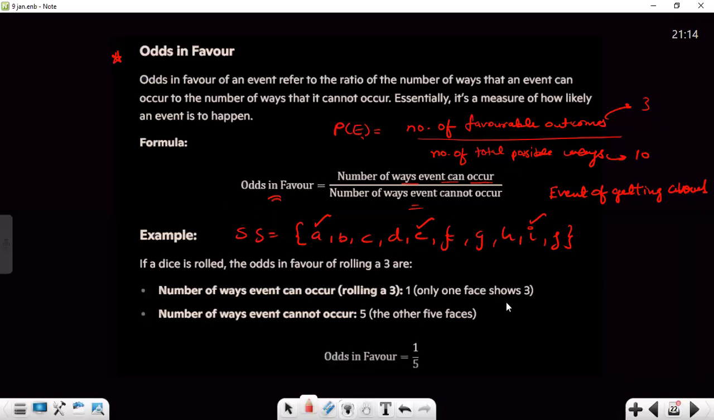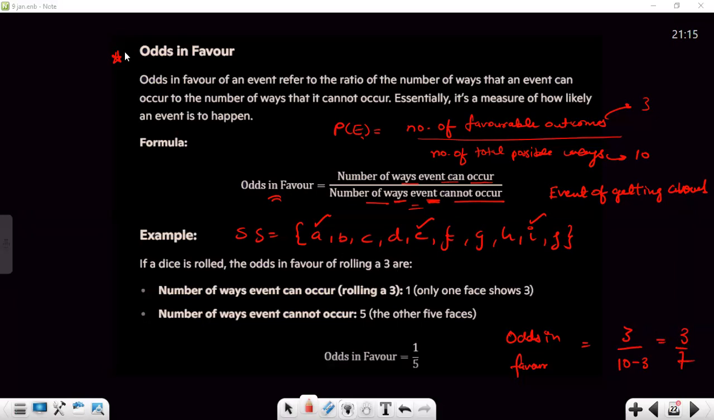And if we have to find the odds in favor, in how many ways can our event occur? 1, 2, 3. Divided by the number of ways that our event cannot occur. So if we exclude 3 out of 10, we take 10 minus 3, because the remaining number of ways in which our event will not occur is the remaining other elements. So the answer will be 3 by 7 for the odds in favor.